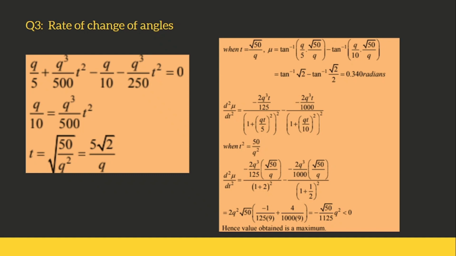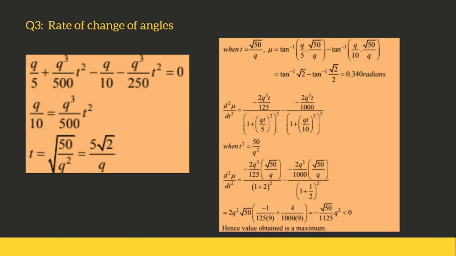So when t equals square root of 50 over q, you can then find the value of mu, which in this case is just tangent inverse of square root 2 minus tangent inverse of square root 2 over 2, which is 0.340 radians. Then to show that it's a maximum, again you have to do the second round of differentiation.